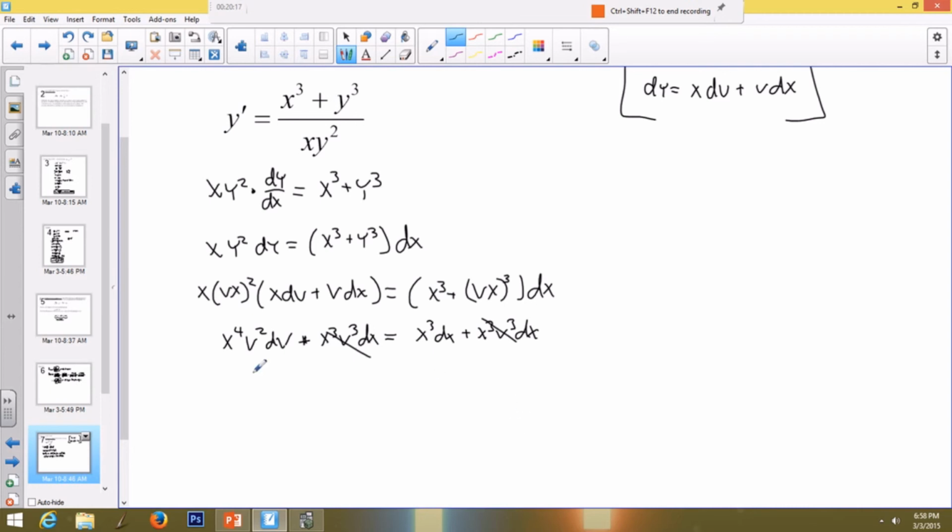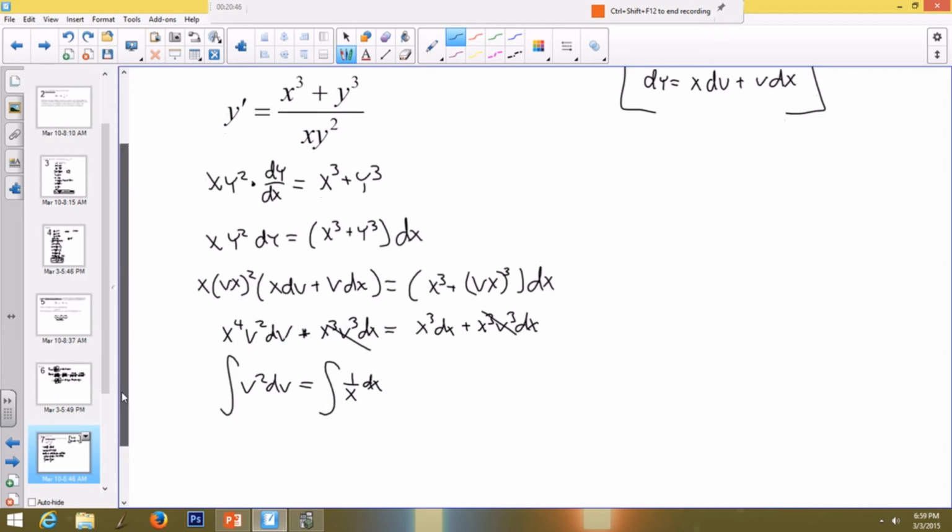And then I can divide both sides by x to the fourth, and I get v squared dv equals basically 1 over x dx. And so a bunch of these things have now canceled out. I've got all my v's and dv's on the one side, and all the x's and dx's on the right hand side. So now we've separated the variables.